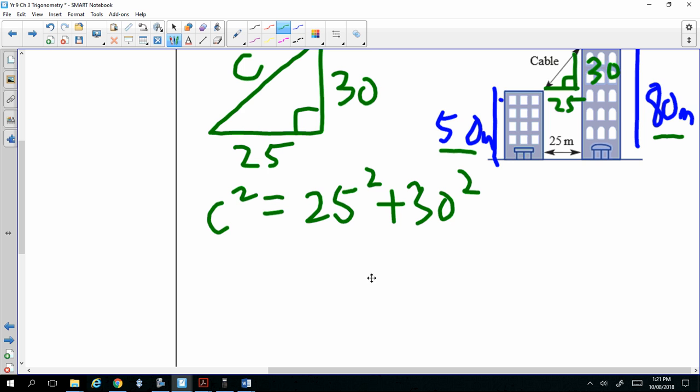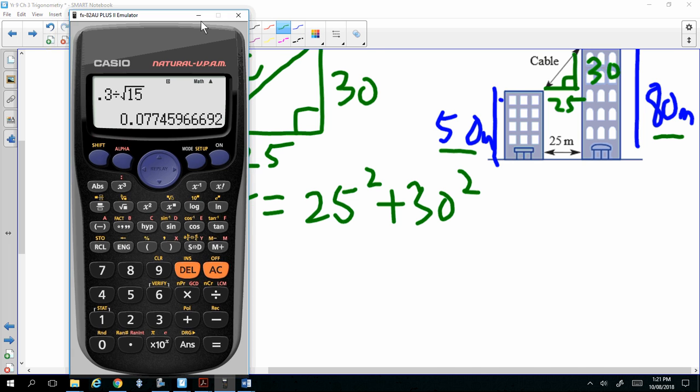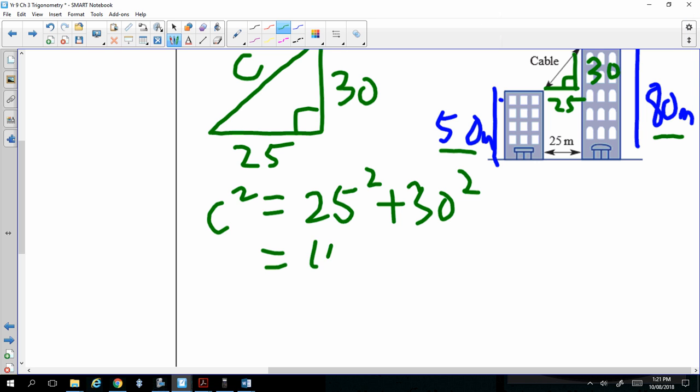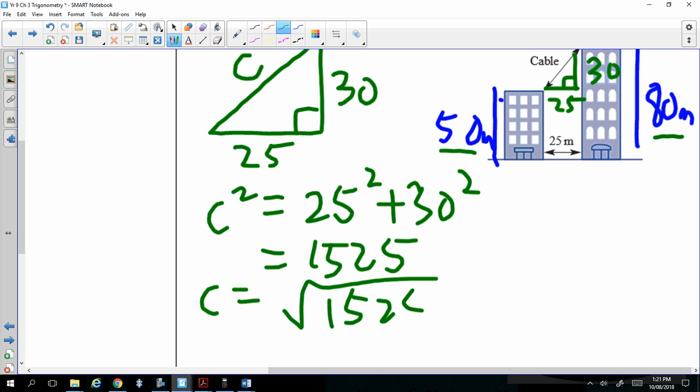Now you need a calculator. If you don't have a calculator, please borrow one now. I've got some here. Okay, let's work this out. So you go 25 squared plus 30 squared equal 1525. And you get the square root of this, correct to 2 decimal places.